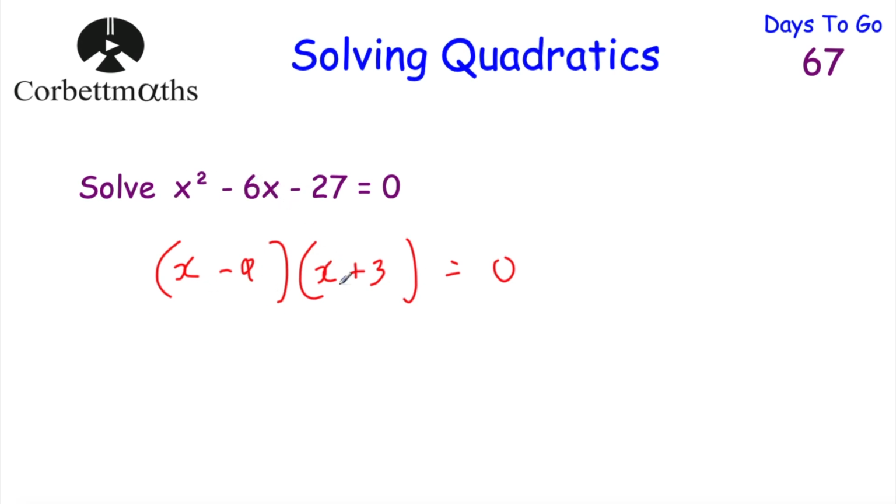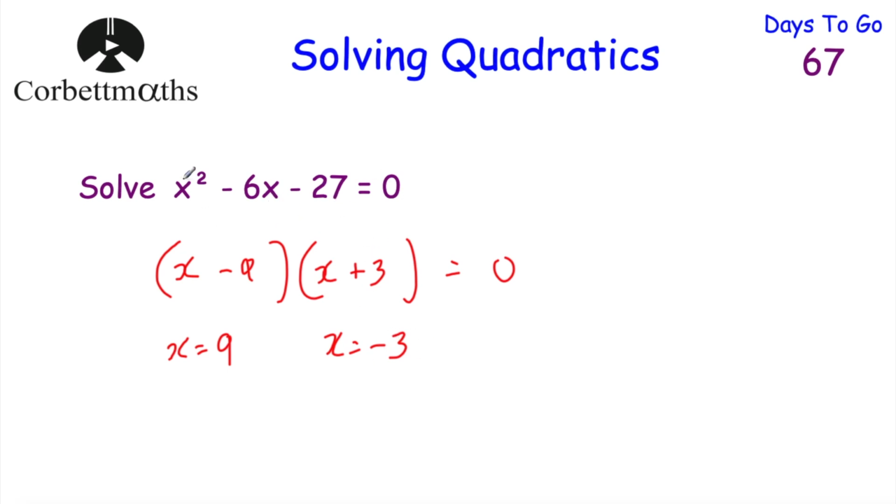Now we want to see what the values of x would be to make each bracket equal to 0. So here, x is equal to 9, and here, x is equal to negative 3. And there will be our two solutions, that either x equals 9 or x equals negative 3. And let's just check it. 9 squared is 81. Subtract 6 lots of 9, so subtract 54 is equal to 27. Take away 27 is equal to 0.